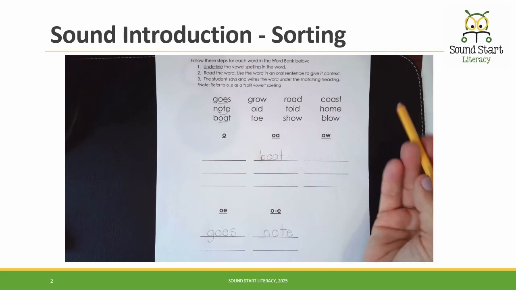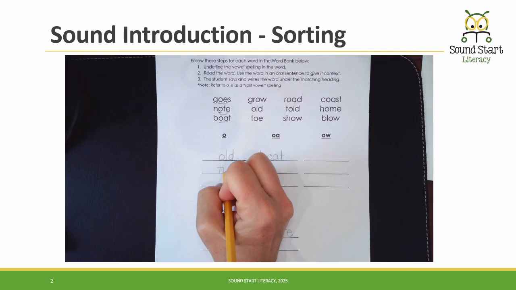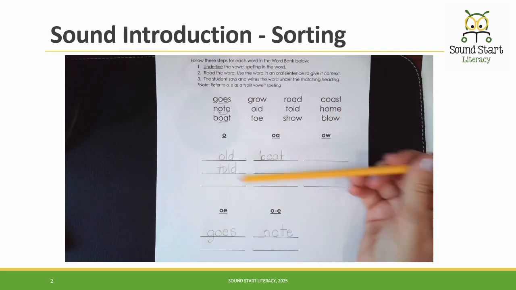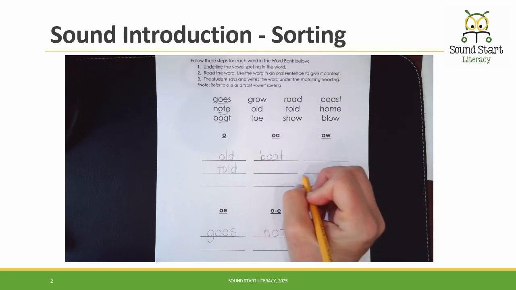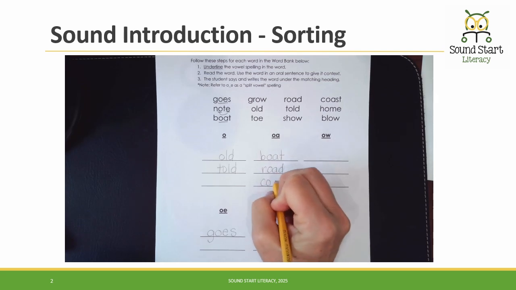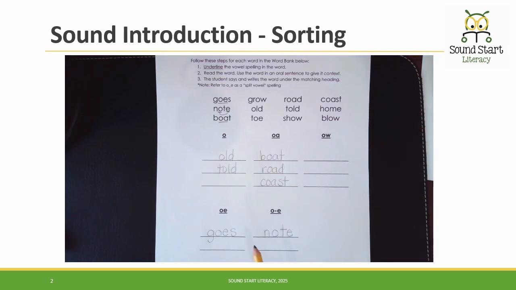So let's say, I'm just going to jump ahead to show you what this would look like. And this one only has two O's. So the child would read old, told. We can see that that O came at the beginning or in the middle. And then the next one, we had boat, we had road, and we had coast, and the child would read it down. Boat, road, coast. And we can see those are coming in the middle. OA occasionally comes at the beginning, but usually it's a middle spelling.